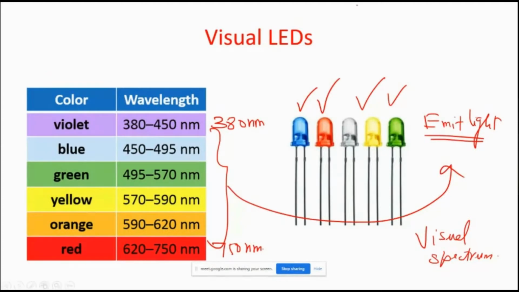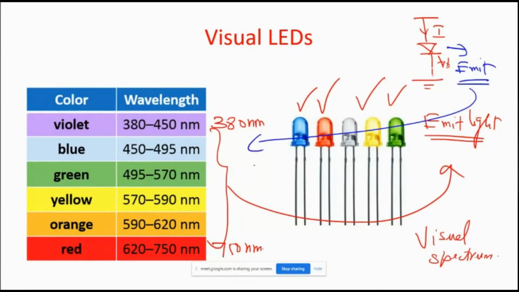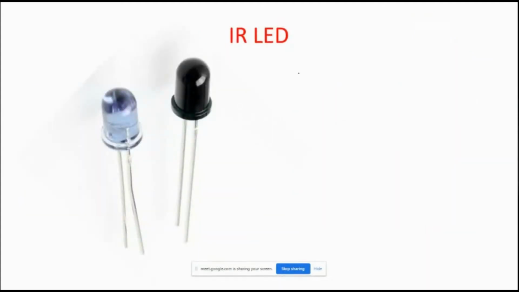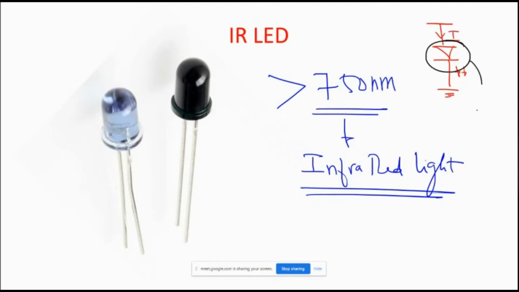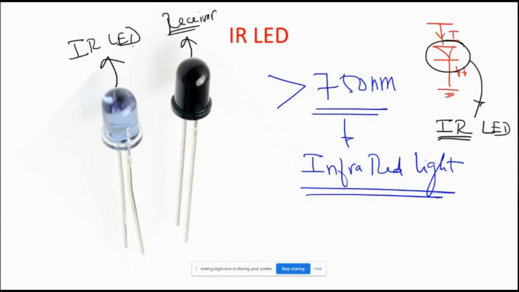A light emitting diode is essentially an electronic device. When you apply some current flowing through this device, it emits light. This light will fall somewhere between 380 nanometers and 750 nanometers. If the wavelength is beyond 750 nanometers, then it comes under the infrared range. If an LED emits infrared light, which is invisible and cannot be seen by human eyes, then this LED is called an IR LED. We find unique applications for these IR LEDs. Of these two, one becomes my IR LED, the other becomes an IR receiver, which receives this IR light.